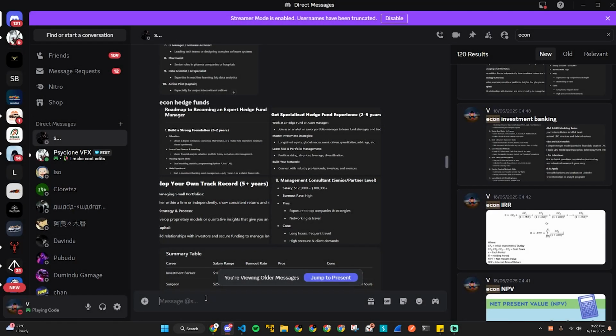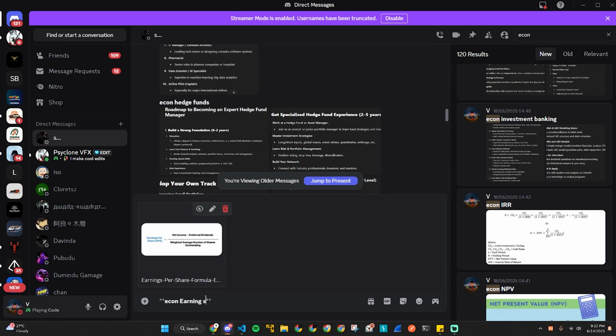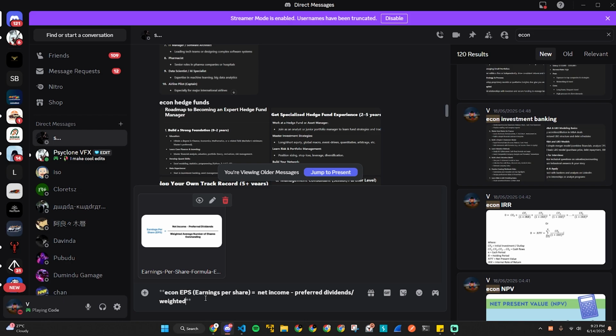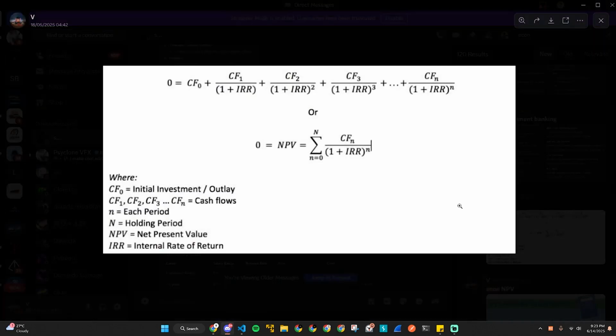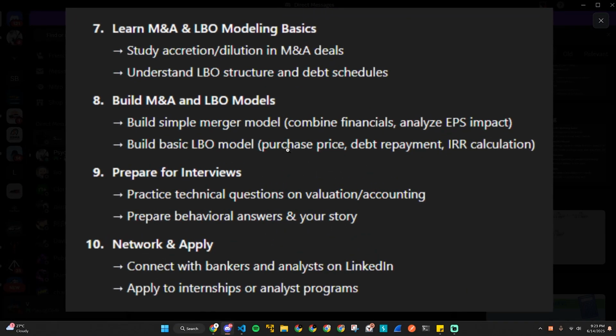So let's take note of that. Just remember it as EPS, earnings per share. The net income minus preferred dividends, what you prefer to invest in, divided by the weighted average number of shares outstanding. Private and public. Cool. Let's move on. Internal rate of return. Cool. Average buyout.